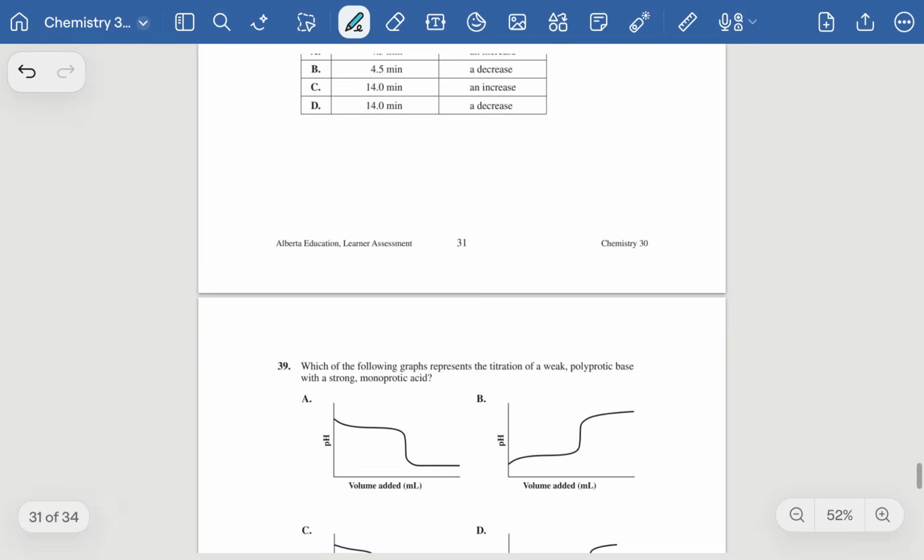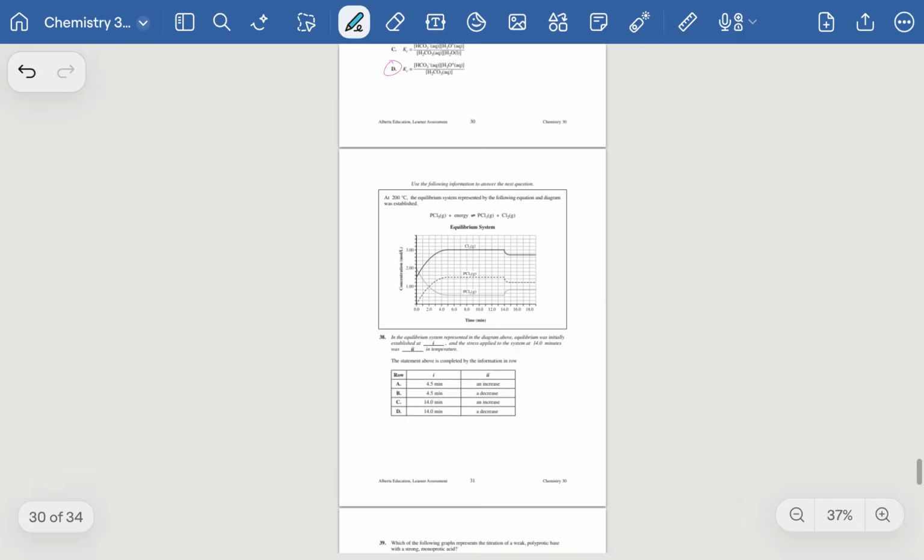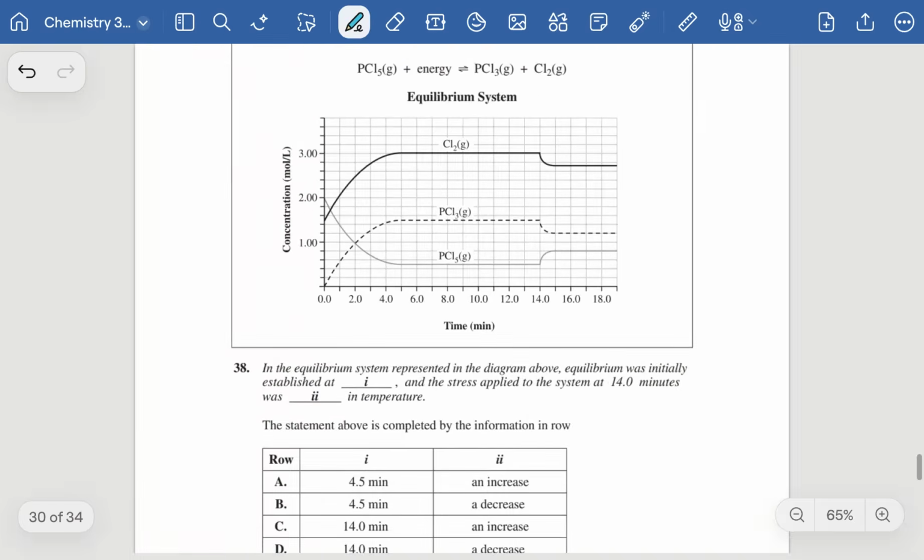Sorry, going back down one more. Just asking what's happening within. So when it asks when we first reach equilibrium, here we're reacting. When we start to go horizontal the first time, that is our initial equilibrium. So that's happening around 4.5.